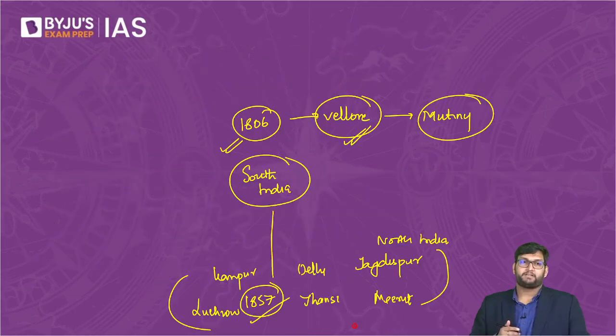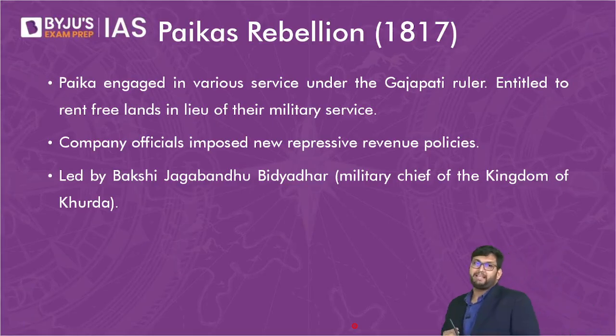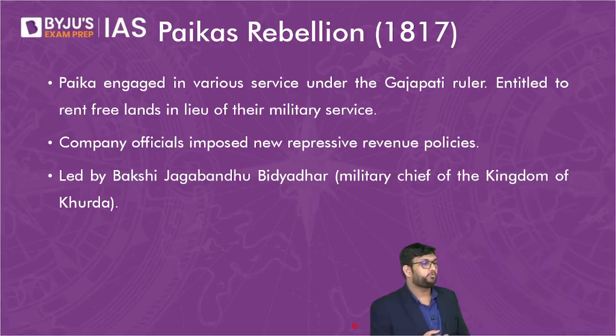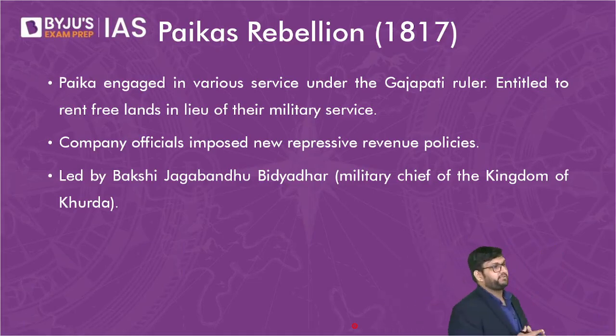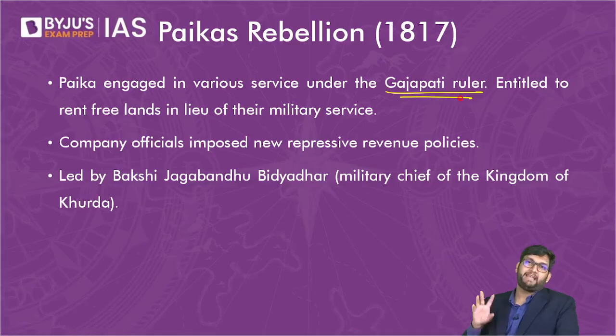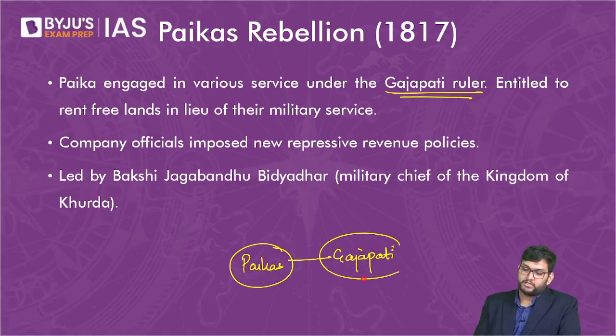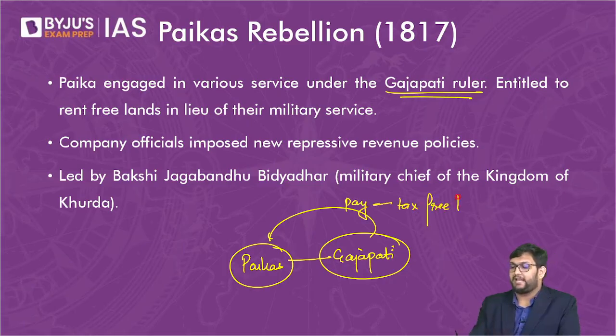After Velu Thampi, we have the Paika. Paika rebellion is again related to a small kingdom which the British dominated, and they are called the Gajapati rulers. So basically, Paikas worked for the Gajapati rulers, and the Gajapati rulers used to pay Paikas through the concept of what is called tax free land grant.